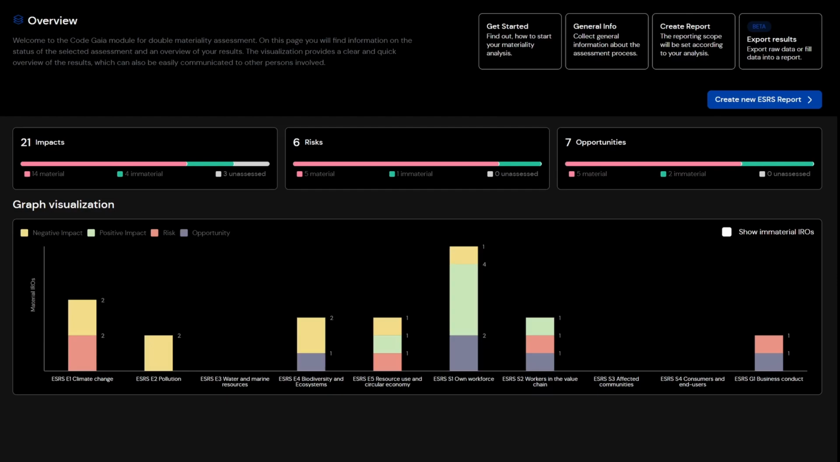single IRO will be so substantial in terms of severity or magnitude for the risks and opportunities that it will be more important from an actions perspective or a planning perspective than all of the other ones combined. And that is the drawback of this kind of visualization: it's not showing any relative importance or contribution between the material IROs.